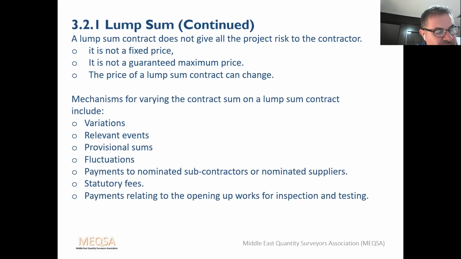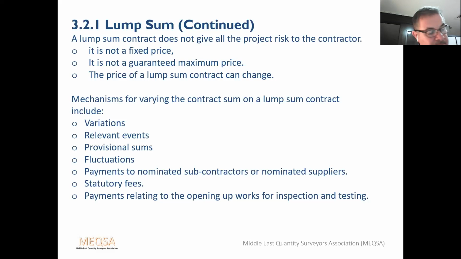Variations. These are changes in the nature of the works. Most contracts will contain provision for the architect or contract administrator to issue instructions to vary the design, the quantities, the quality, sequence, or working conditions. Relevant events. A relevant event may be caused by the client, for example, failure to supply goods or instructions, or may be a neutral event, such as exceptional adverse weather, and may result in a claim for loss and expense by the contractor.